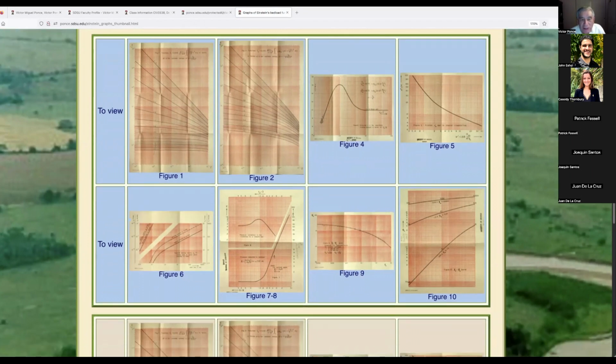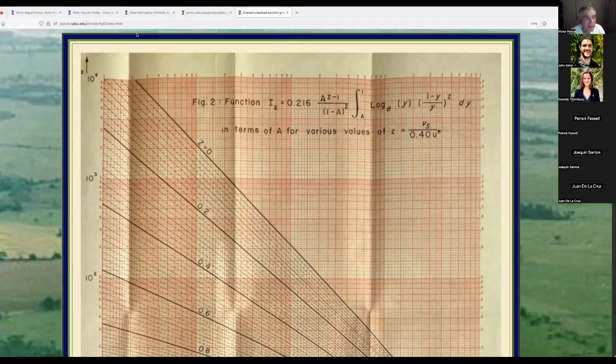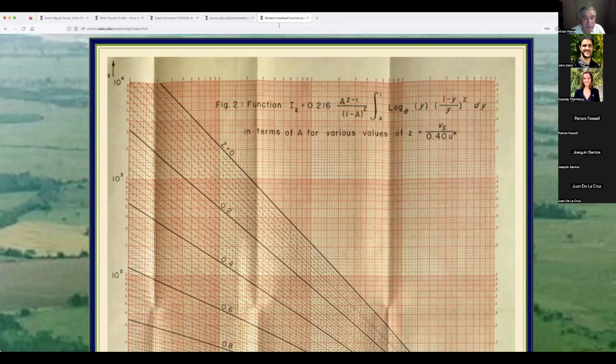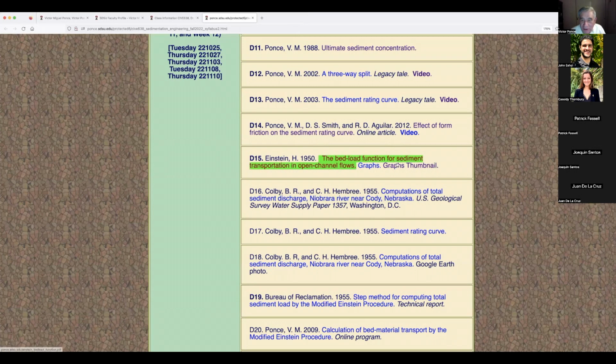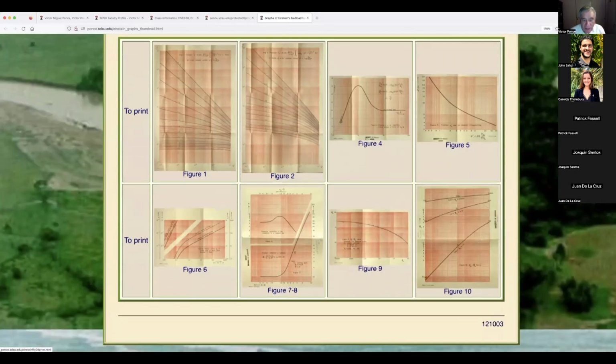So I went ahead and scanned the graphs to show them, right? Like I can show this graph over here, right? These are the functions of Einstein, okay? And I'm not sure, I'm going to lose it here. Yeah, I did lose it. That's okay, I can go back. Okay, so these are the graphs.